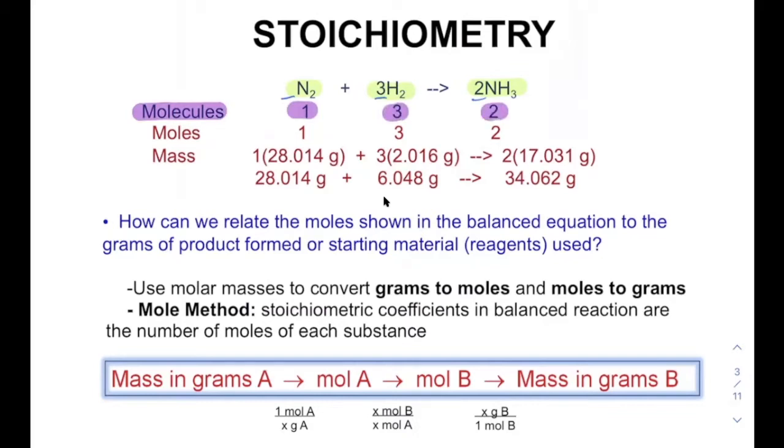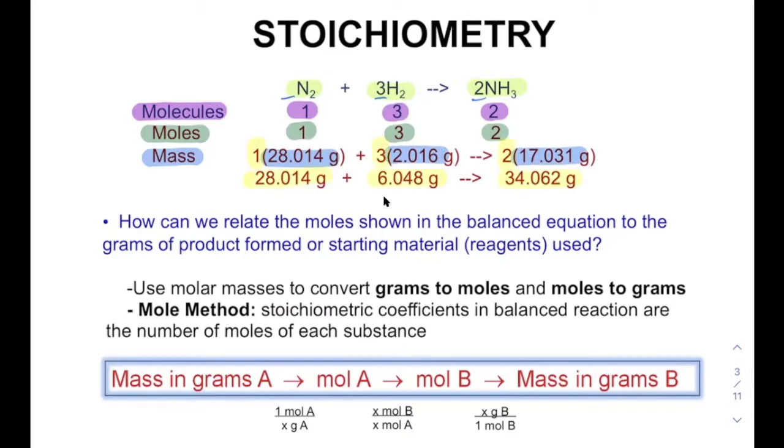If we switch gears for a second and talk about the number of moles of each of these things, it is 1, 3, and 2. And finally, the mass of N2 is 28.014, the mass of H2 is 2.016 grams per mole, and the mass of ammonia is 17.031 grams per mole. And so that's the molar mass of each individual molecule.